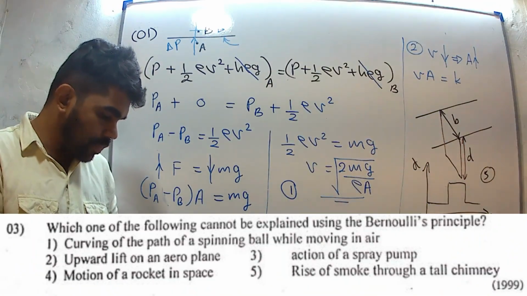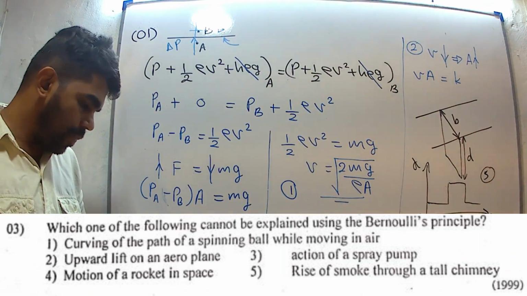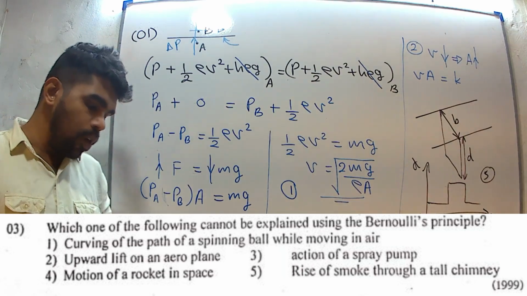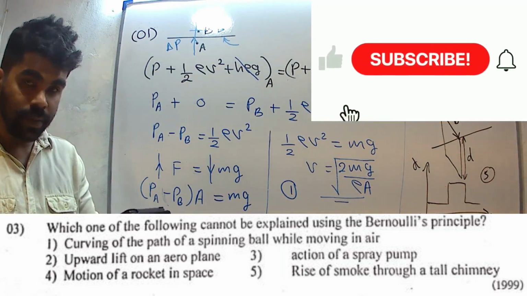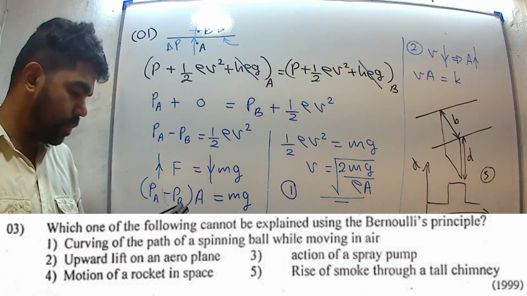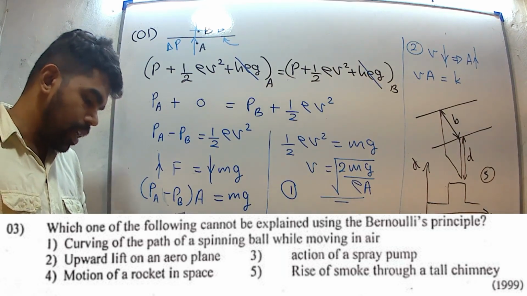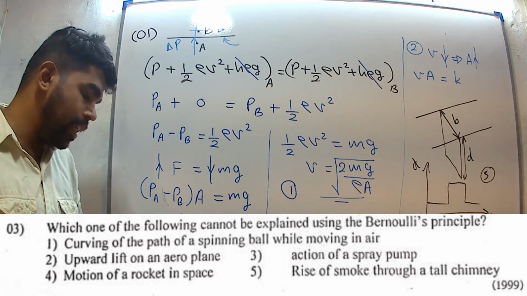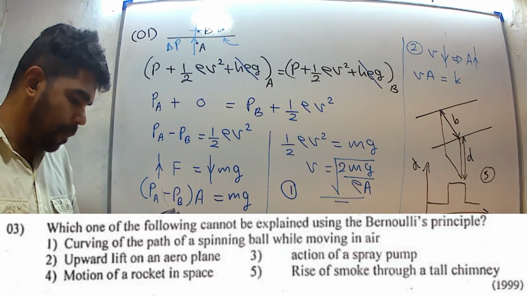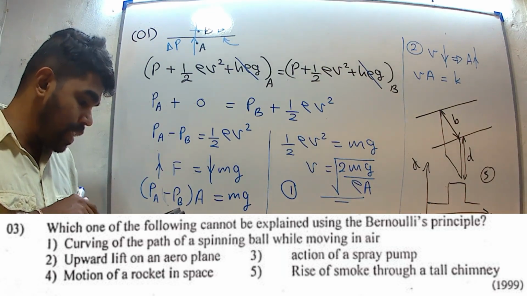Then the third question: which of the following cannot be explained using Bernoulli's principle? First answer, curving of the path of a spinning ball while moving in air. Yes, we can explain it by using Bernoulli's principle. Second one, upward lift on an aeroplane. We can explain it by using Bernoulli's principle. Third one, action of a spray pump. It is also a result of Bernoulli's principle.